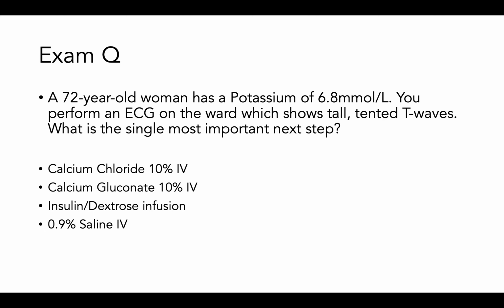So here's an exam question for you guys. A 72-year-old woman has a potassium of 6.8. Her ECG shows tall tented T waves. What's the single most important next step?